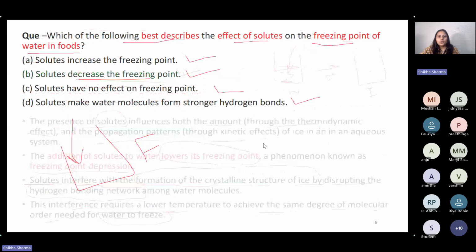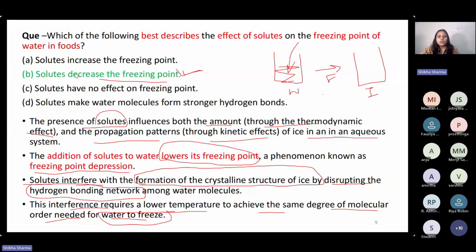So if we discuss here, it is saying that the solute increases the freezing point, which is wrong. And then that solutes have no effect on freezing point, and that the solute makes molecules form stronger bonding, which is also wrong because it disrupts this hydrogen bonding network.